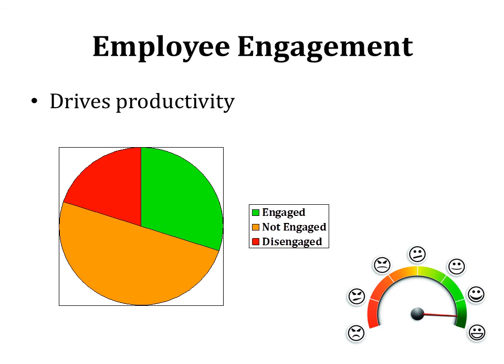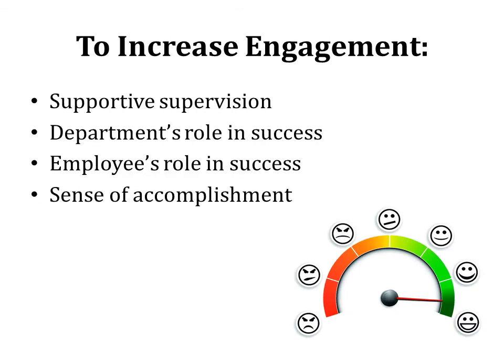A full 70% of the workforce is either not engaged, which means checked out, or actively disengaged, which is even worse because they are undermining the strategy and the behaviors that are going on in the organization. It's our job to improve employee engagement. But how? Well, there are several strategies that can help improve engagement.